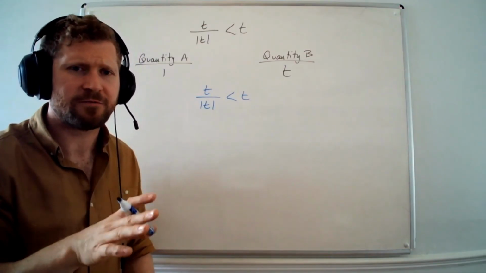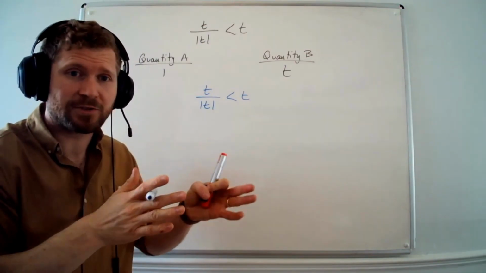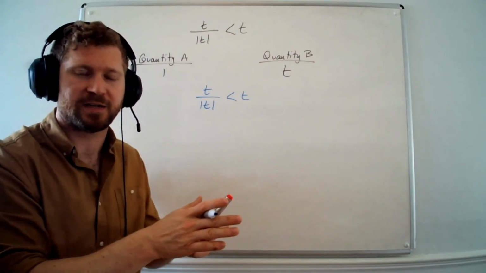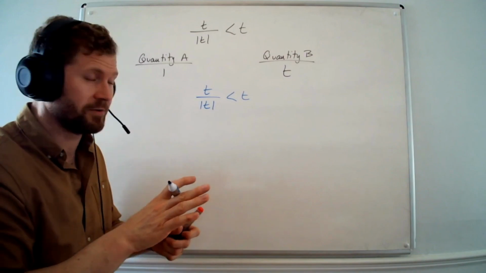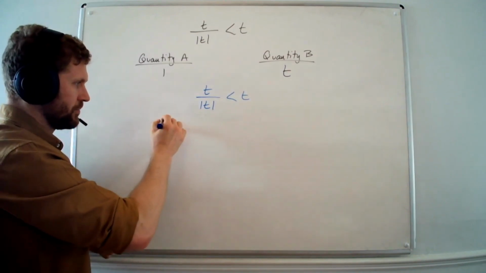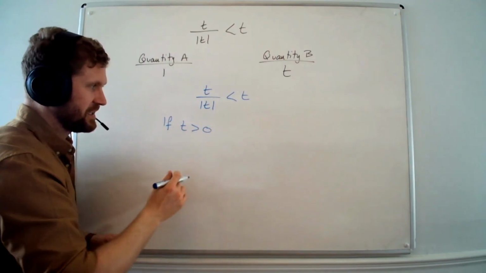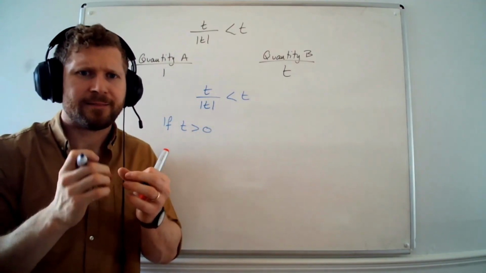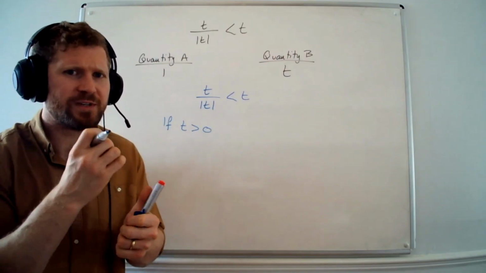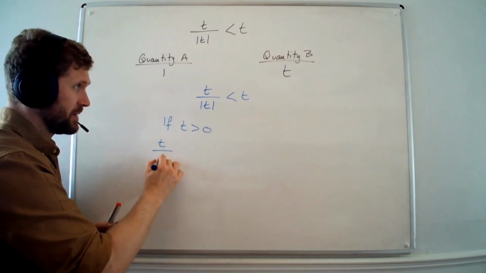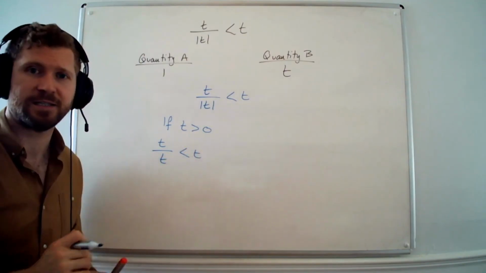And I'm going to do something very similar to the algebraic route we did with question 2, the absolute value of 3x minus 5 equals 13, question 2 from the video. What we said then was, if what's inside the absolute value sign, in this case t, is greater than 0, then the absolute value sign doesn't really do much. It's almost redundant. And so we could just write this as t divided by t is less than t.